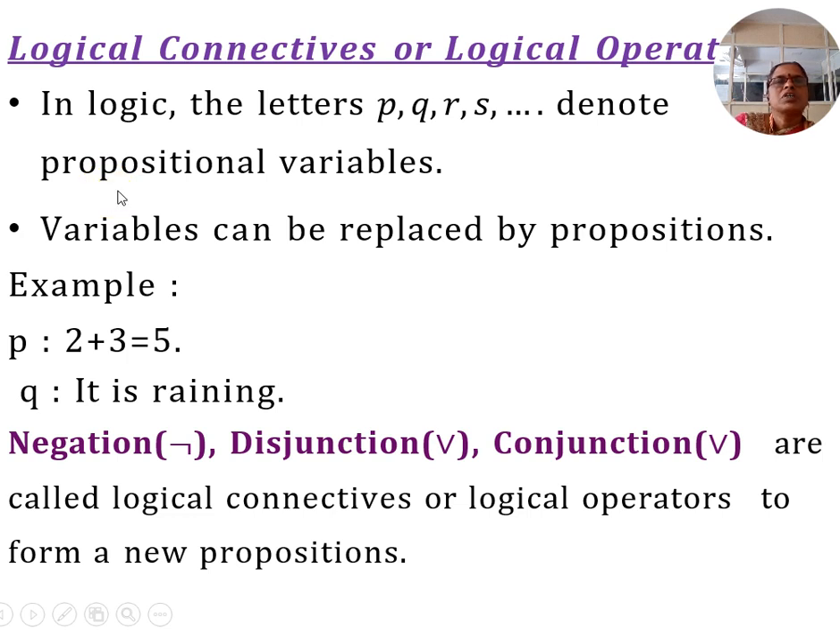Logical connectives or logical operators. In logic, the letters P, Q, or S denote propositional variables. Variables can be replaced by propositions. Example, P, the propositional variable, is taken as the statement 2 plus 3 equal to 5. Another variable Q is taken as the statement, it is raining. So negation, disjunction, conjunction are called logical connectives or logical operators to form new propositions.